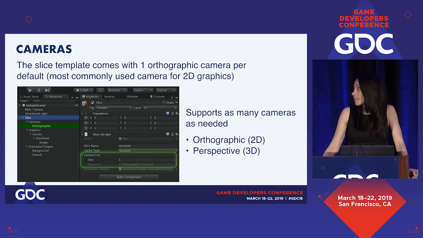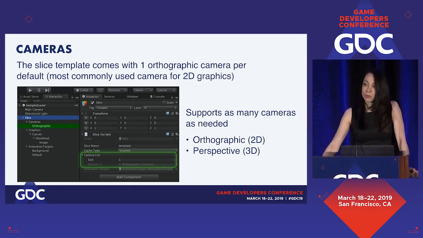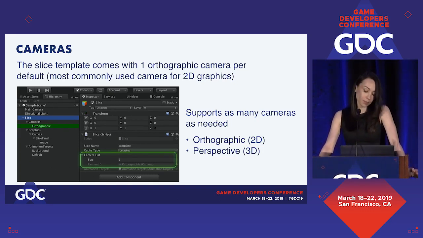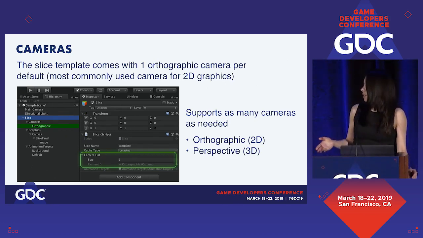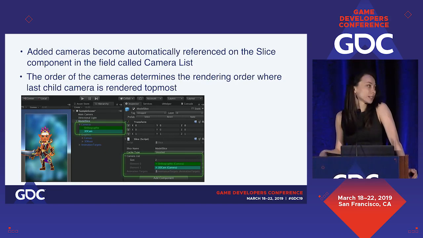Cameras. The slice template comes with one orthographic camera by default, because it's the most commonly used camera for 2D graphics, if we assume that our UI is 2D. We can add as many cameras as we want, if it serves a purpose, but of course we should be mindful about performance. The usual case where we need multiple cameras is when we need to render both 2D and 3D, so we can use orthographic and perspective cameras accordingly. Added cameras just get automatically referenced in the field we call the camera list.